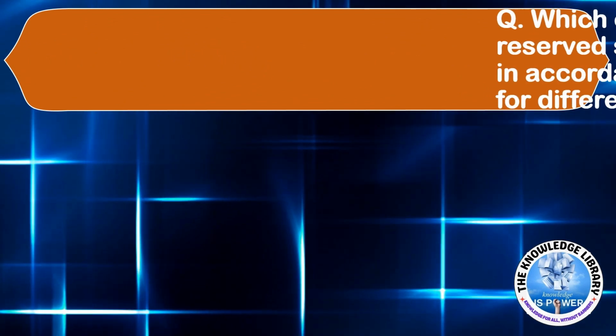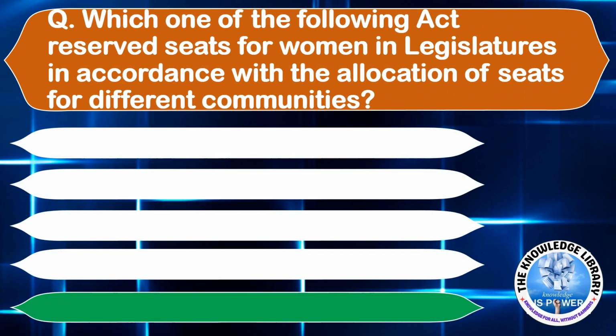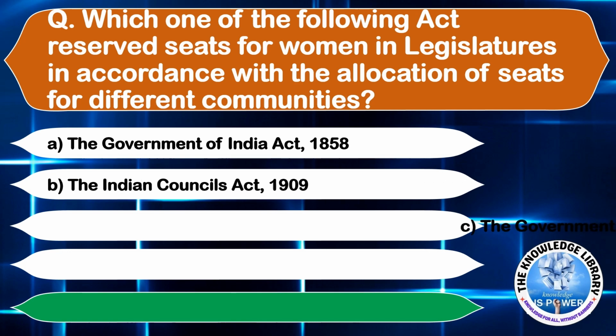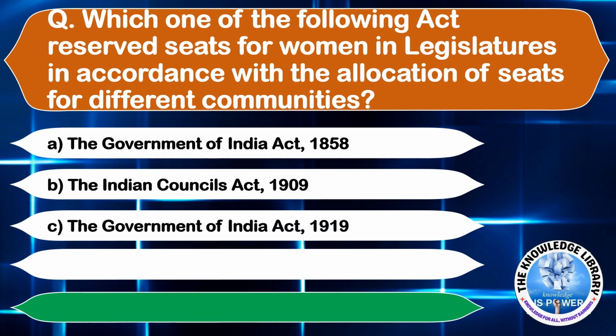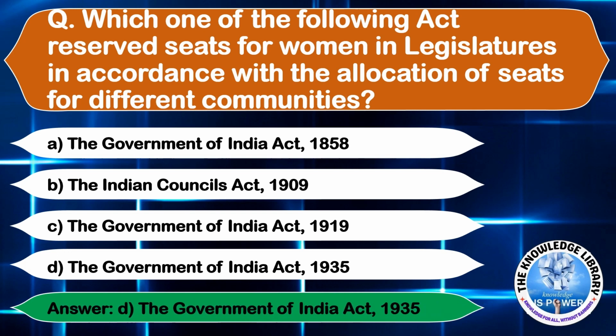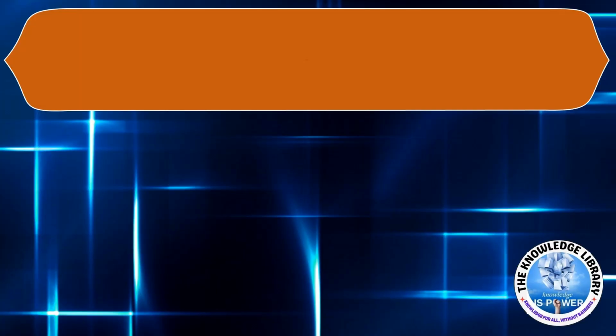Which one of the following acts reserved seats for women in the legislatures in accordance with the allocation of seats for different communities? Option A, the Government of India Act 1858. Option B, the Indian Councils Act of 1909. Option C, the Government of India Act 1919. And option D, the Government of India Act 1935. The correct answer is option D, the Government of India Act of 1935.